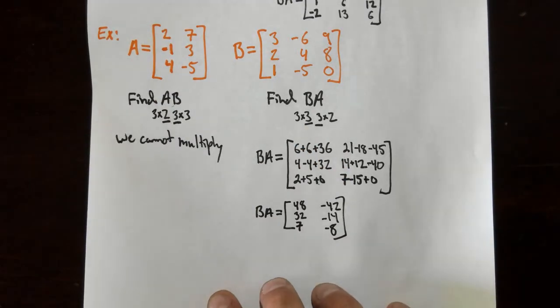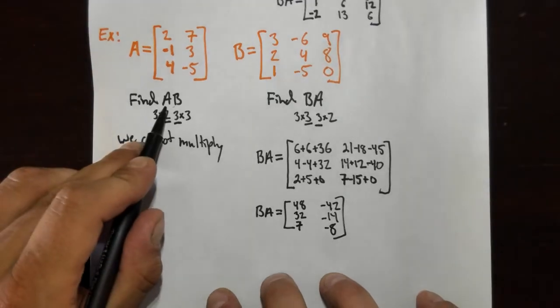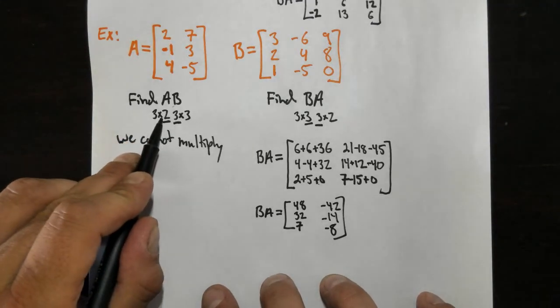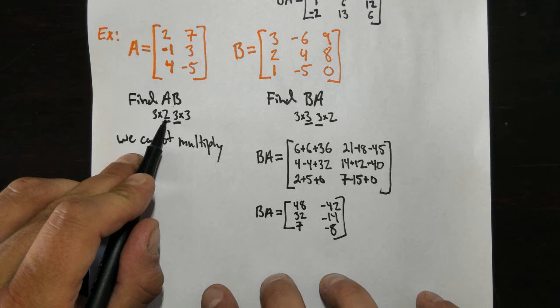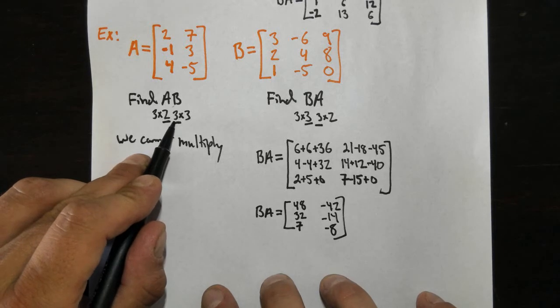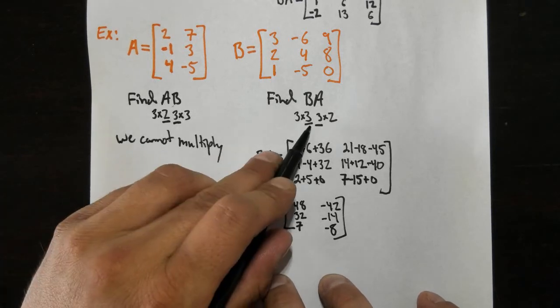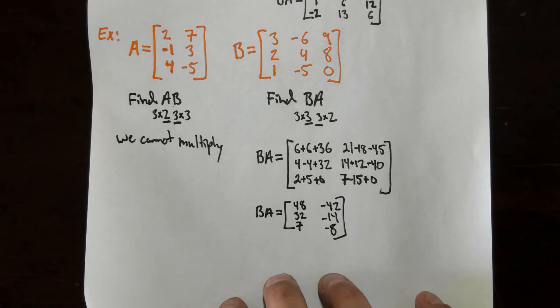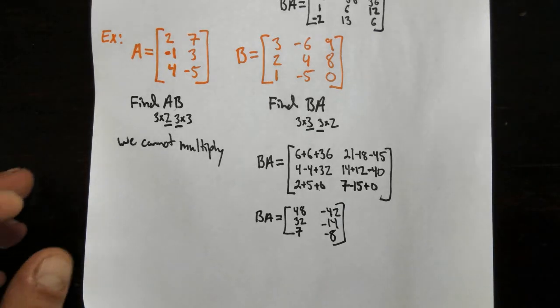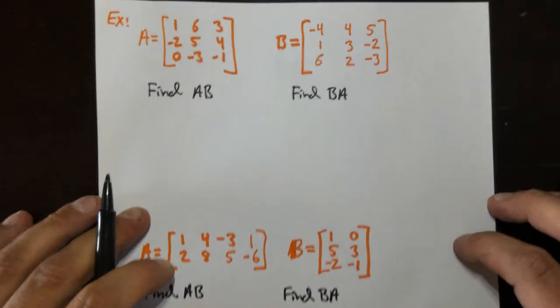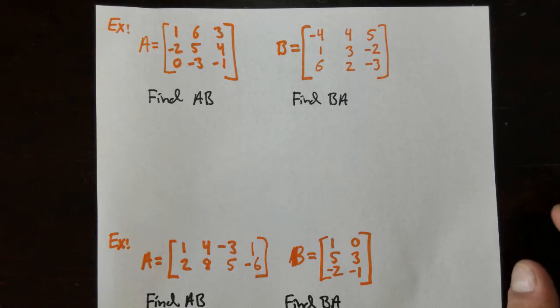We have BA. So in this example, we couldn't do AB because A's columns don't match B's rows, but we could find BA because they did match. Okay, I got 2 more examples for us. So now we have 2 3 by 3 matrices. So this will be easy.